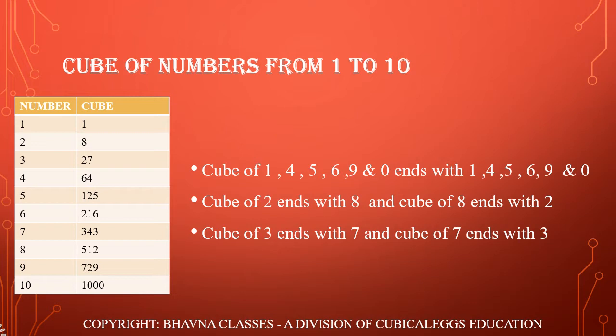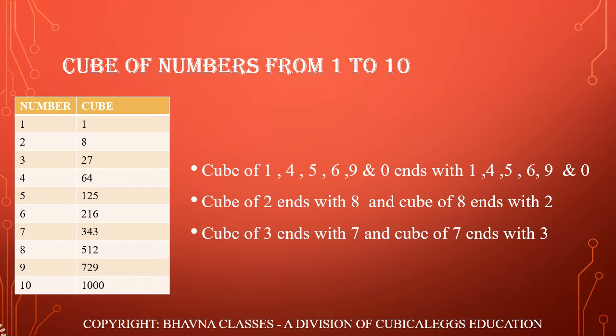Now, the cube of 1, 4, 5, 6, 9 and 0 ends with 1, 4, 5, 6, 9 and 0. That means the cube of 1 ends with 1, the cube of 4 ends with 4, the cube of 5 ends with 5, the cube of 6 ends with 6, the cube of 9 ends with 9, and the cube of 0 ends with 0. Now, "ends with" means the last digit will be that.